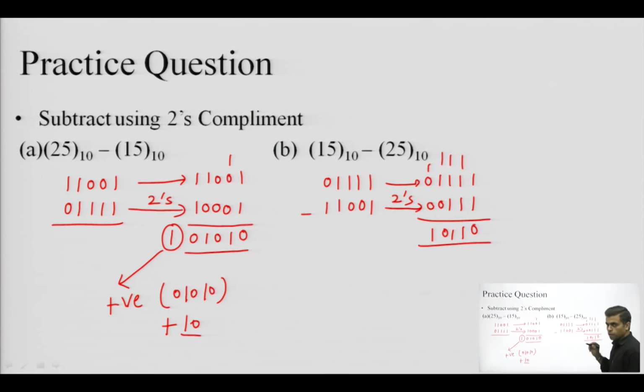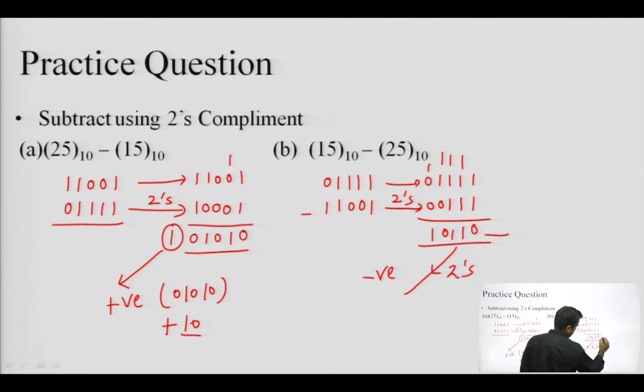There is no carry, that means the answer is negative, and it is the answer, but it is in 2's complement form. To verify whether this is correct, whether I am getting minus 10 or not, I again find the 2's complement of this number. How? Start looking from the extreme right, retain the zeros and the first one, and then complement the rest of the number: 0 1 0.